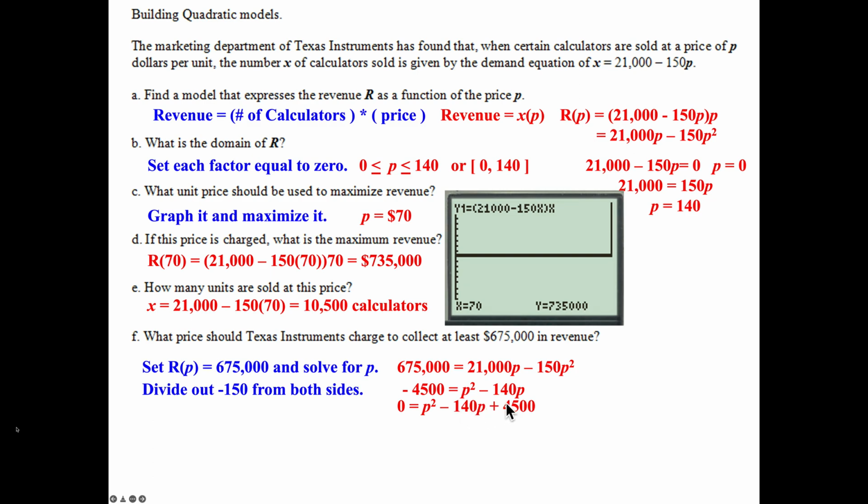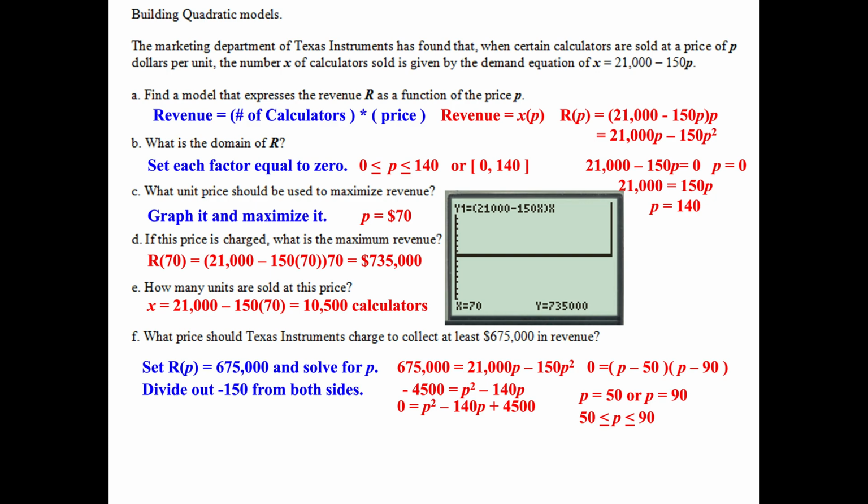5 and 9. 5 times 9 is 45, 5 plus 9 is 14. Let's just make them negative. So 5 and 9, now you put the zeros on them, and negative 50 times negative 900 is a positive 4,500, and negative 50 and negative 90 add up to be negative 140. Solve these for P. P equals 50, P equals 90. So as long as the price is somewhere between 50 and 90, Texas Instrument will have at least $675,000 in revenue.